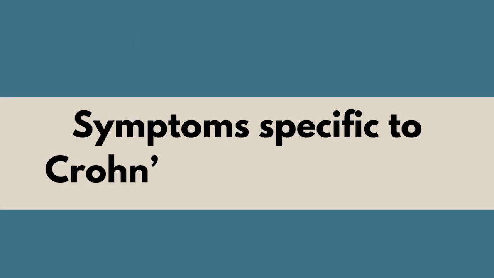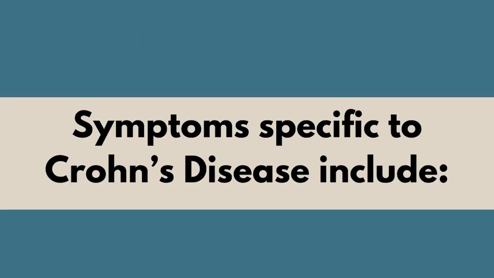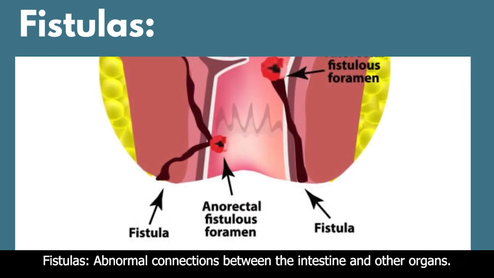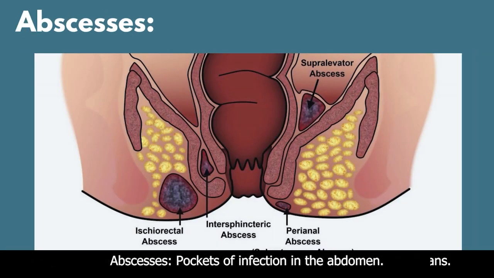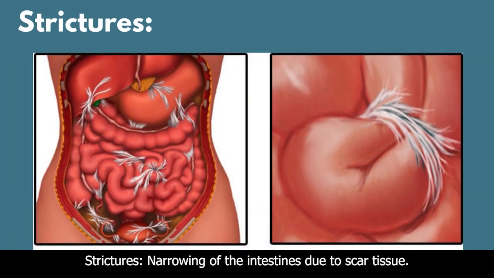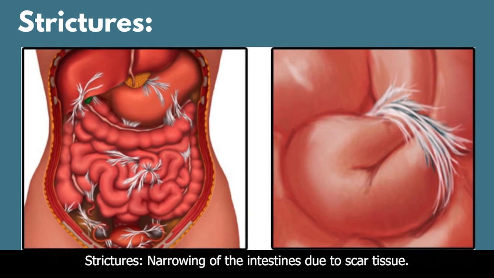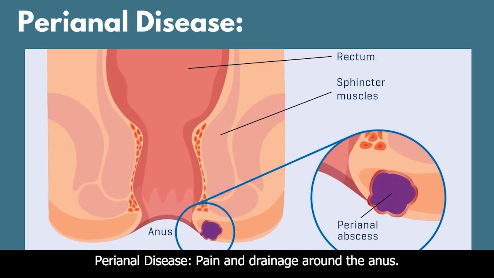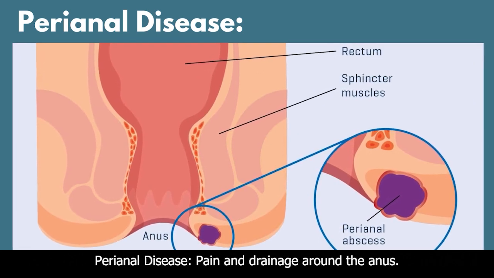Symptoms specific to Crohn's disease include fistulas, abnormal connections between the intestine and other organs, abscesses, pockets of infection in the abdomen, strictures, narrowing of the intestines due to scar tissue, perianal disease, pain and drainage around the anus.